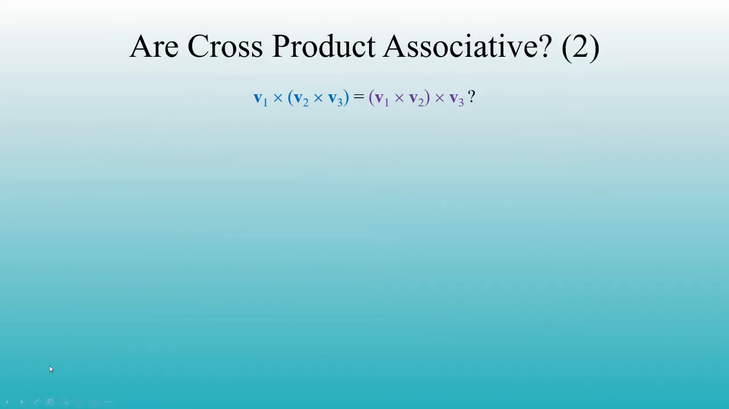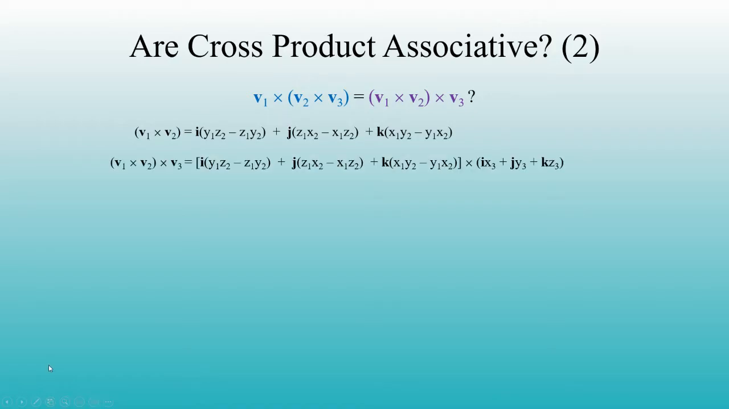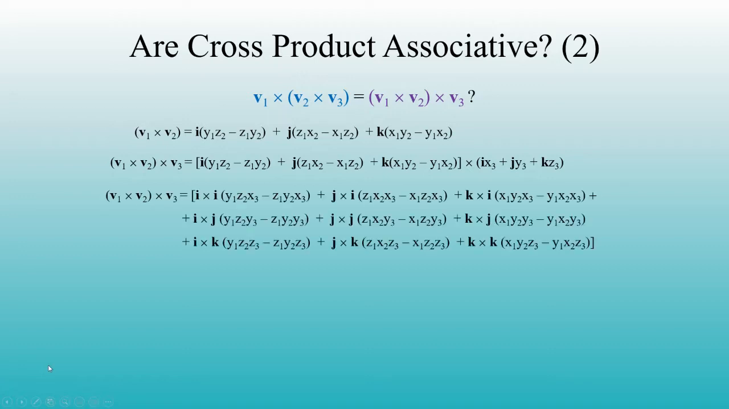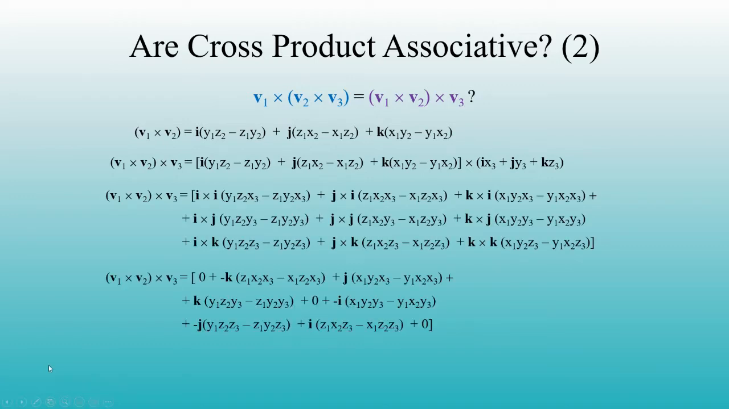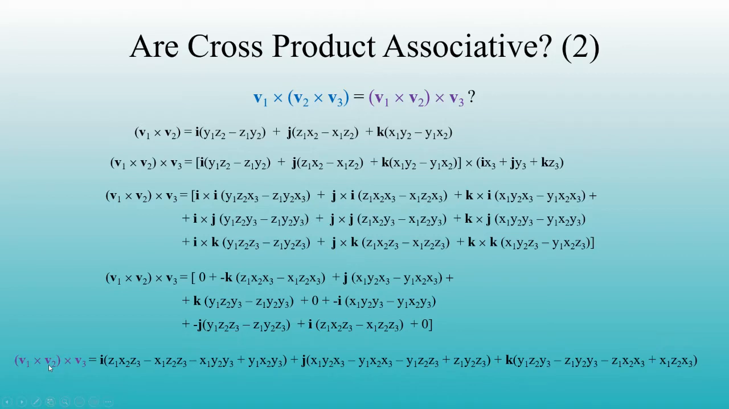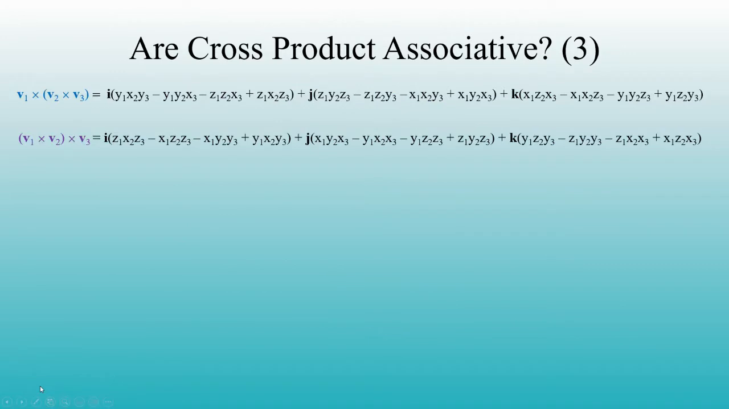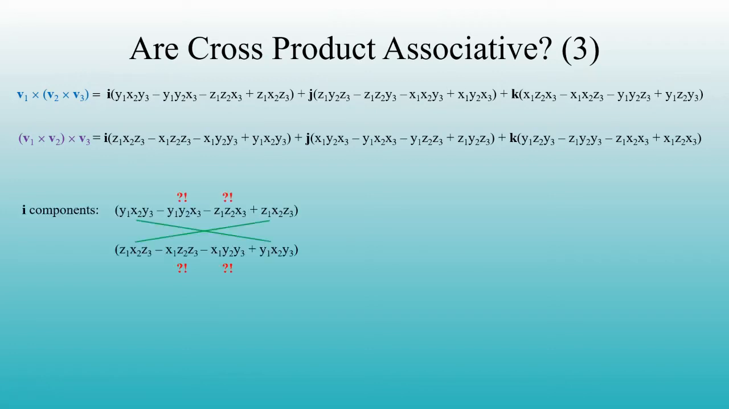Now we evaluate the other side. V1 cross V2 equals this. This product cross V3 equals this, which yields this. Evaluate the i j k expressions, and then regroup. Is the purple expression the same as the blue expression? Well, here they are, thanks to copy and paste. We can compare them in groups, the i components, the j components, and the k components. First the i components.